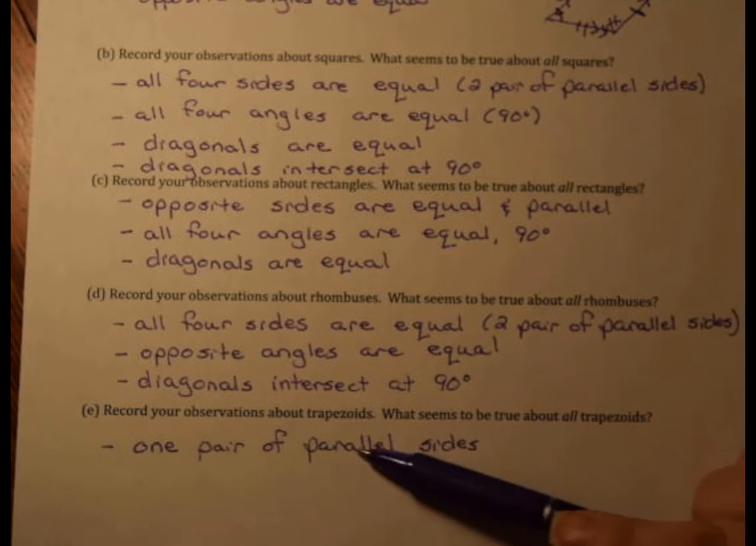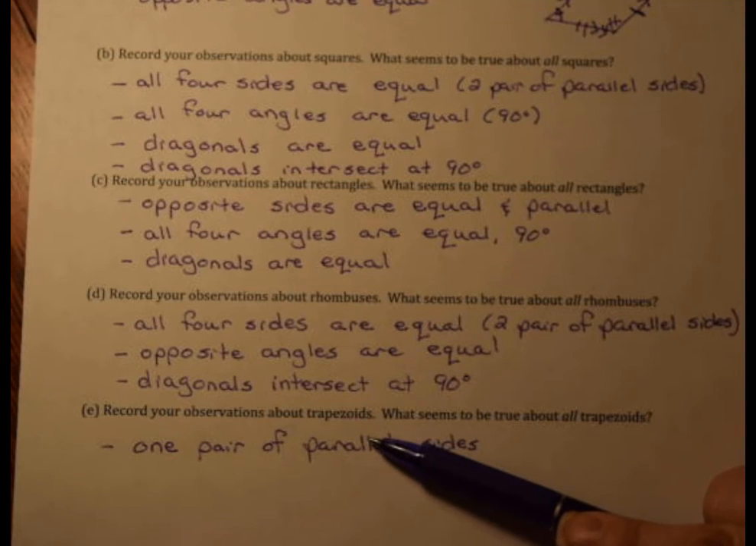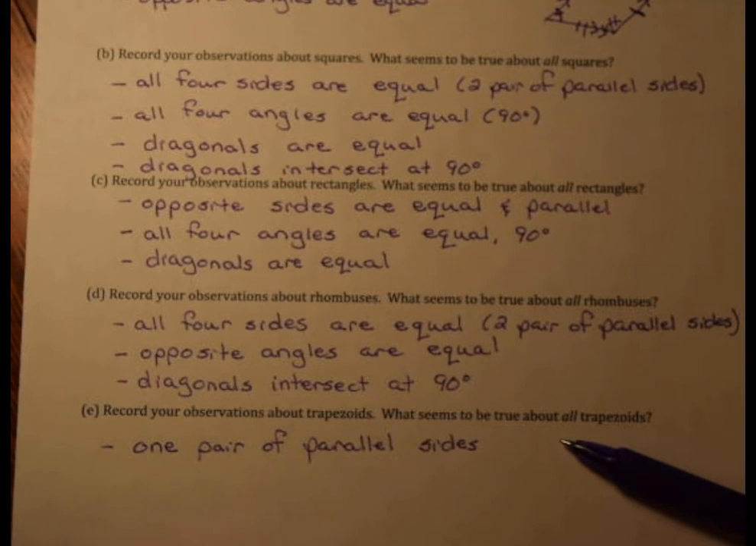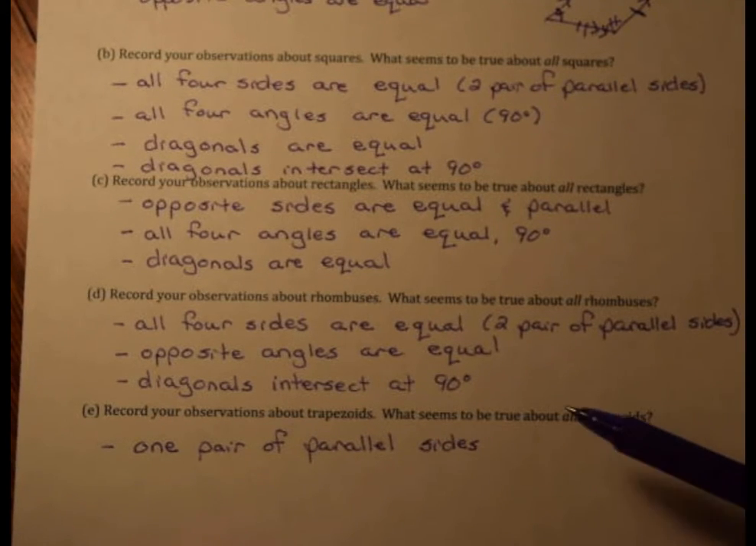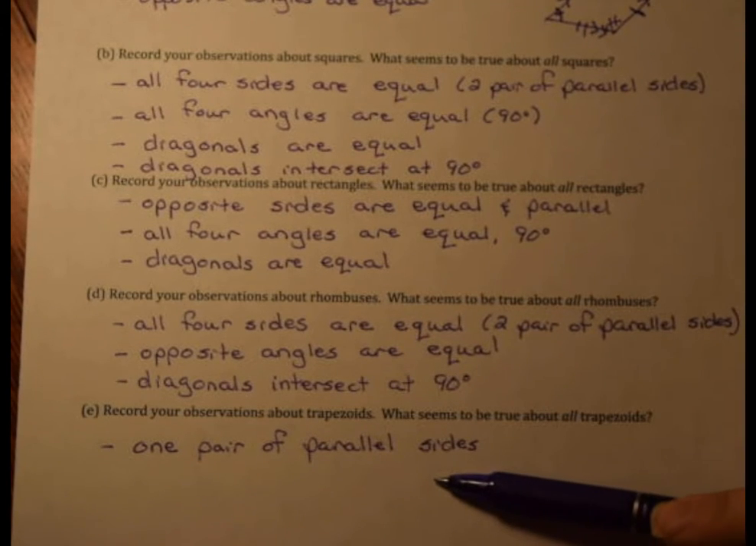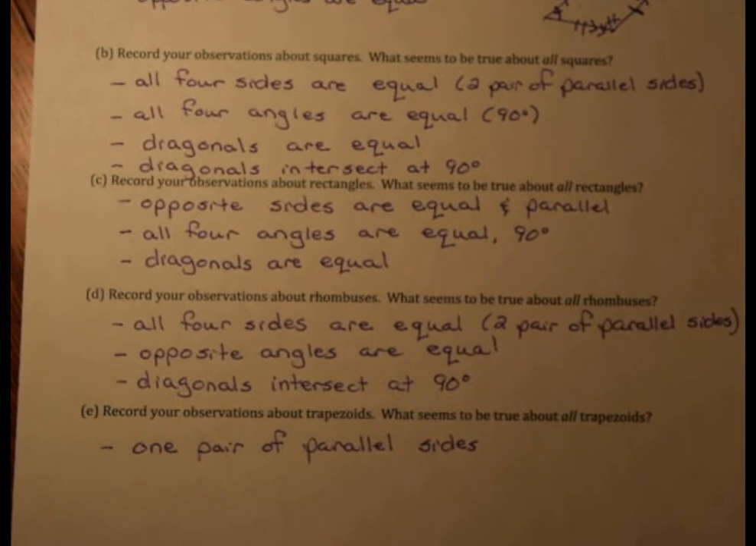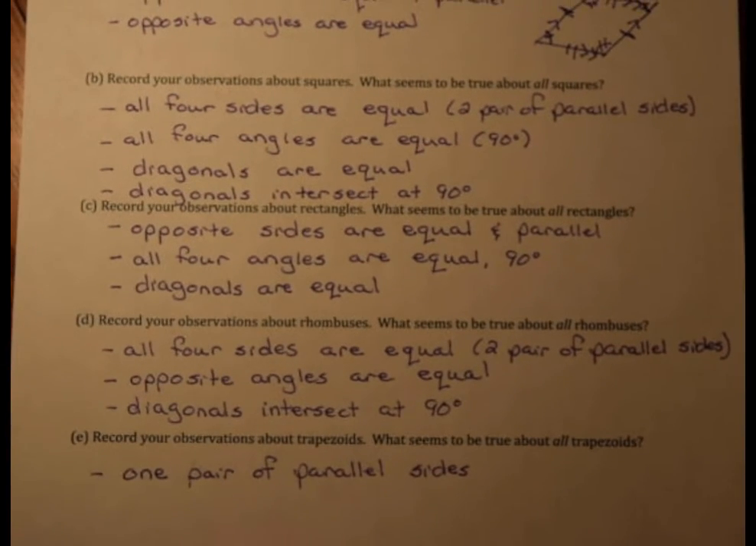So, what are your observations about trapezoids? What seems to be true about all trapezoids? You have one pair of parallel sides. Well, that's what I came up with. Did you come up with anything else?